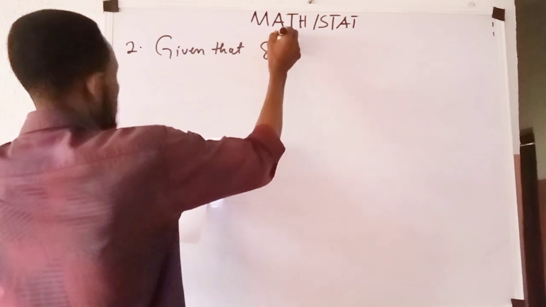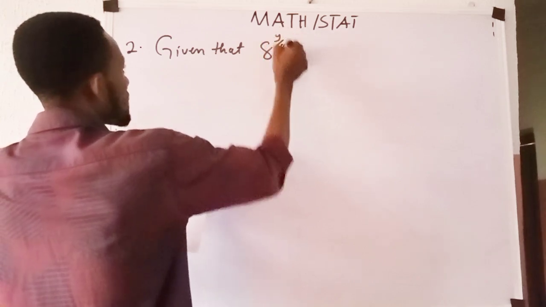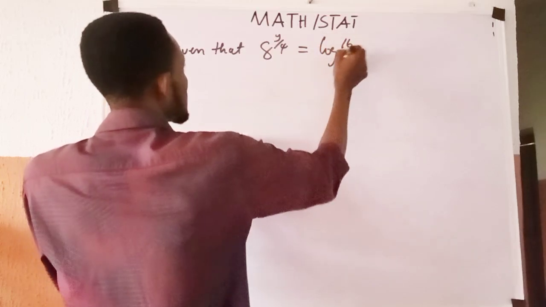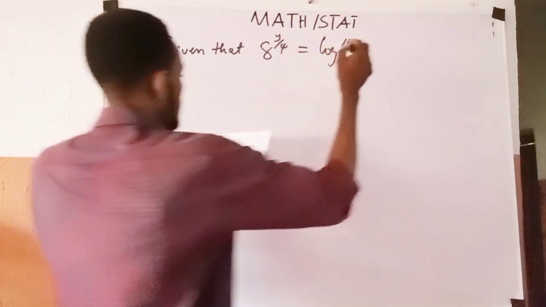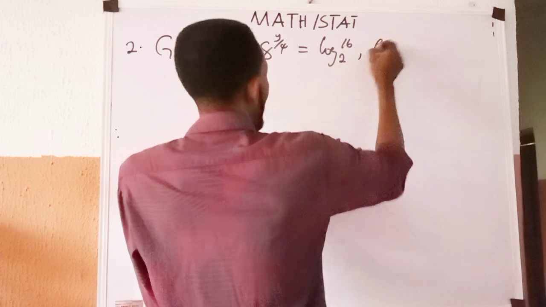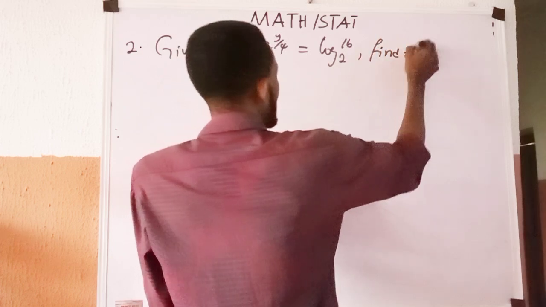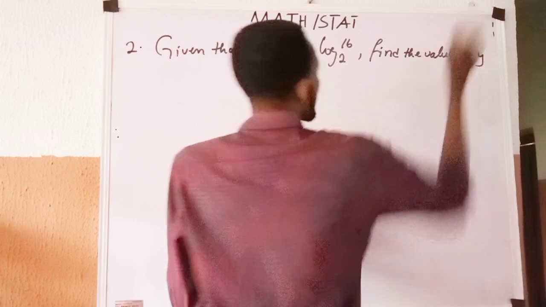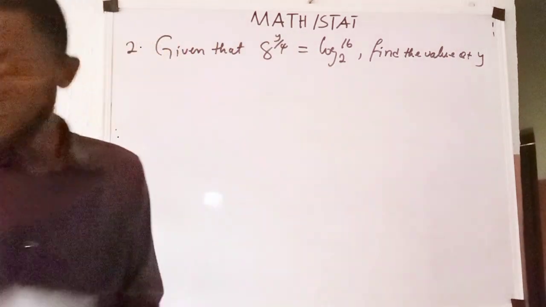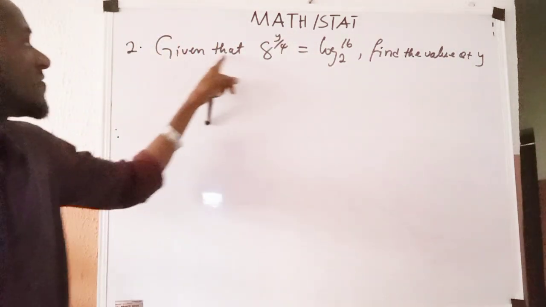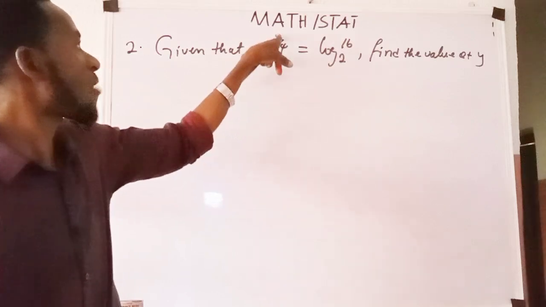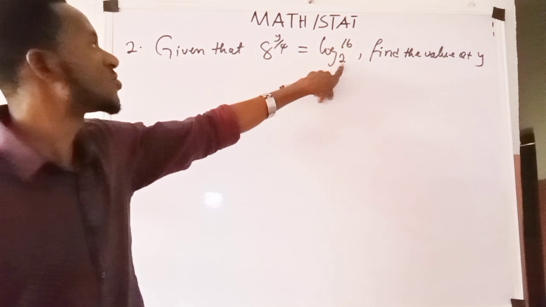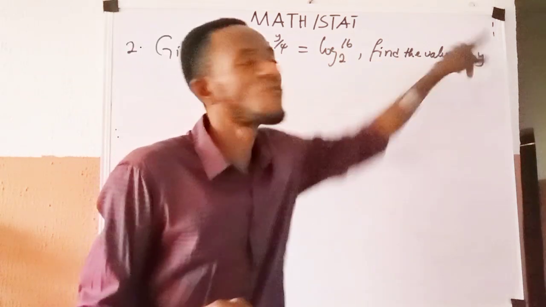Question number 2 says, given that 8 raised to power y over 4 equals log of 16 base 2, find the value of y. That is the question. He said, given that 8 raised to power y over 4 equals log 16 base 2, find the value of y.